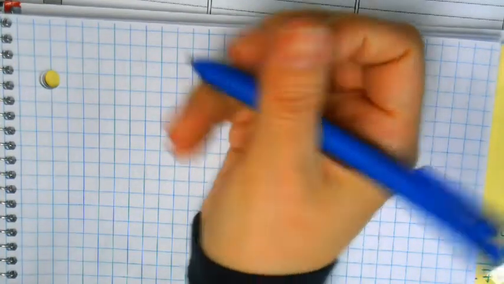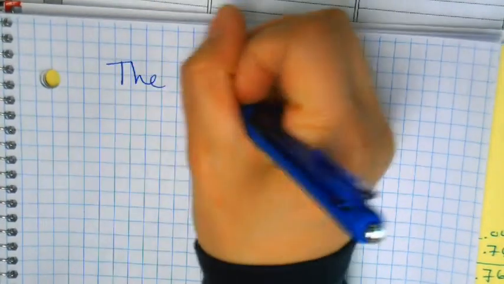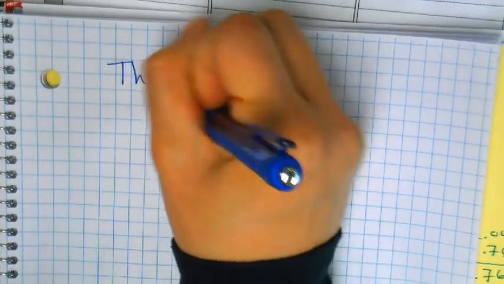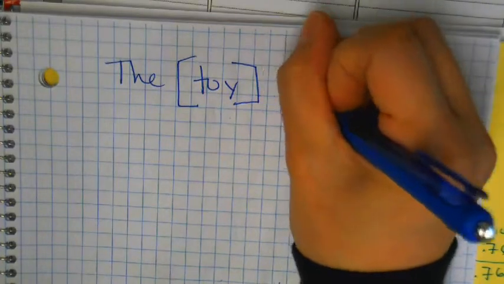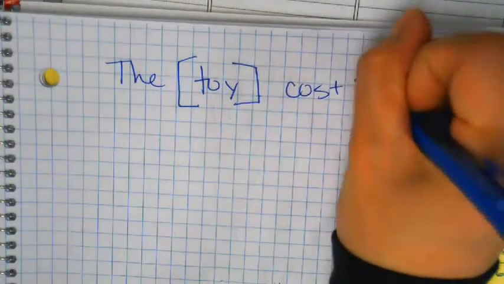Okay. Just multiply. Multiply and add. Just like text. Yeah. The toy. Fill in the blank, whatever toy you want to put in here. Small toy. Let's say it costs $5 to make.